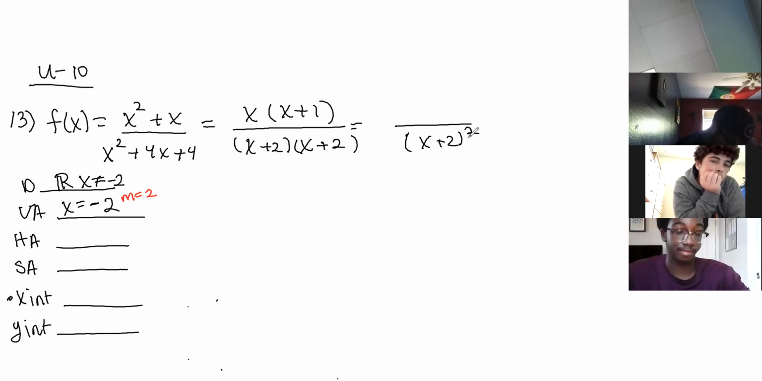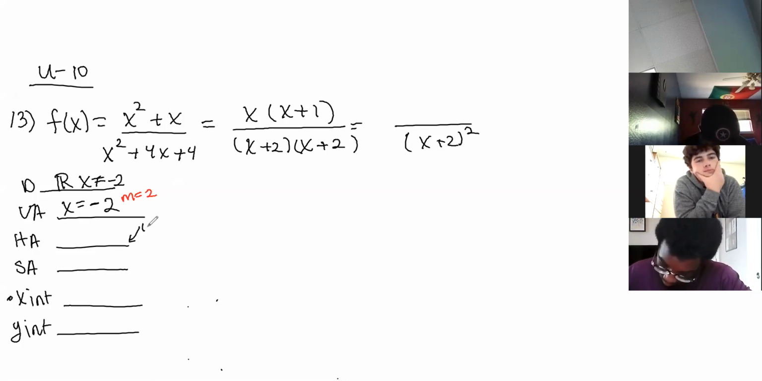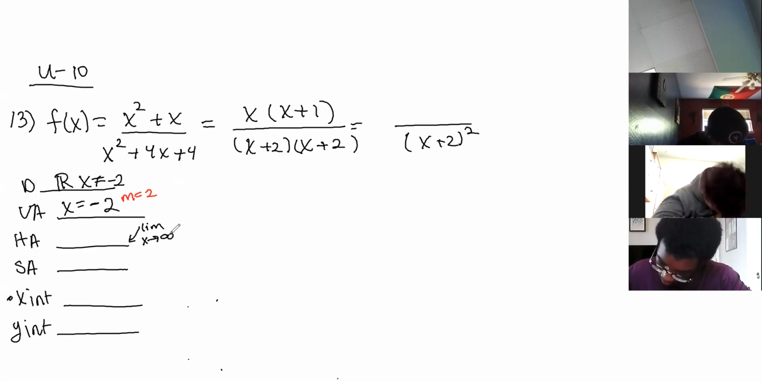Yes. Okay. Horizontal, does anybody remember from your notes how you find the horizontal? There was a little trick we did. Something with the limit. We take the limit as x approaches infinity. And that's where we do the top heavy, bottom heavy, or the same. Is this top heavy, bottom heavy, or the same? The same.